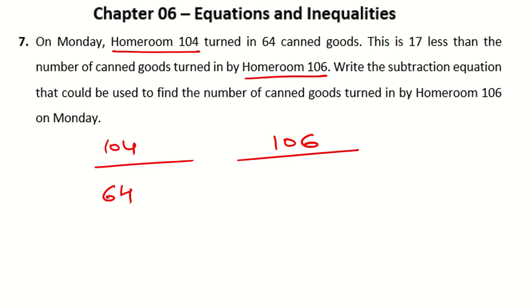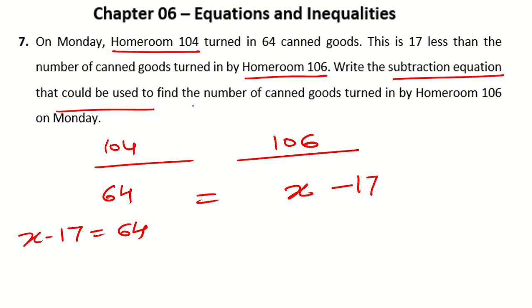Then, this is 17 less from homeroom 106. So how much is there for homeroom 106? This is x. So this is the subtraction equation. X minus 17 is equal to 64. What was the question? Write the subtraction equation that could be used to find the number of canned goods turned in by homeroom 106 on Monday. Okay. So if they want to solve this equation, then just 64 plus 17, so it will be 81.